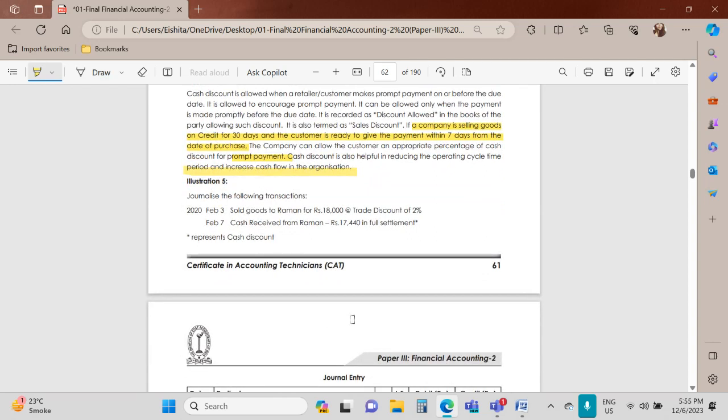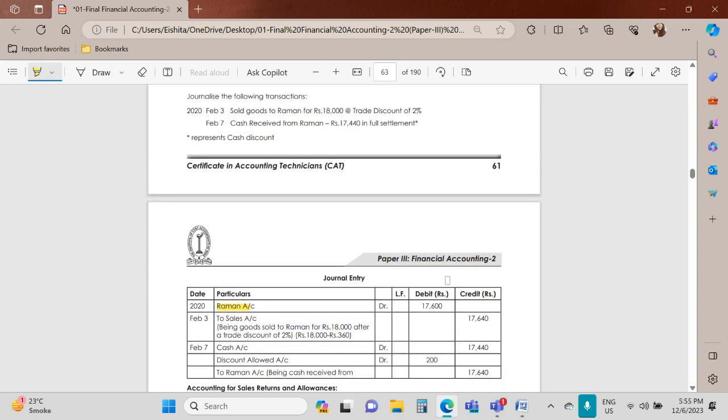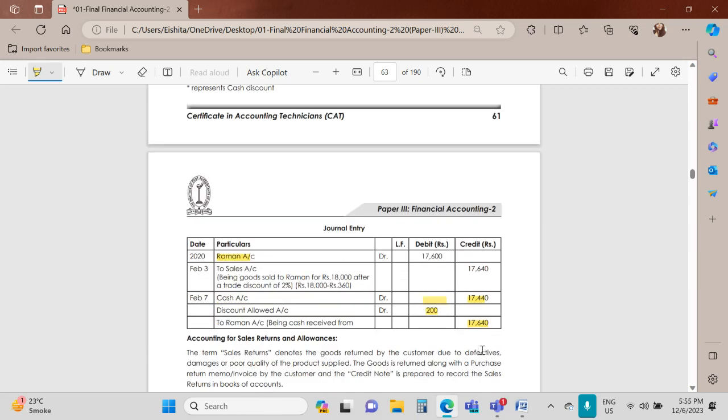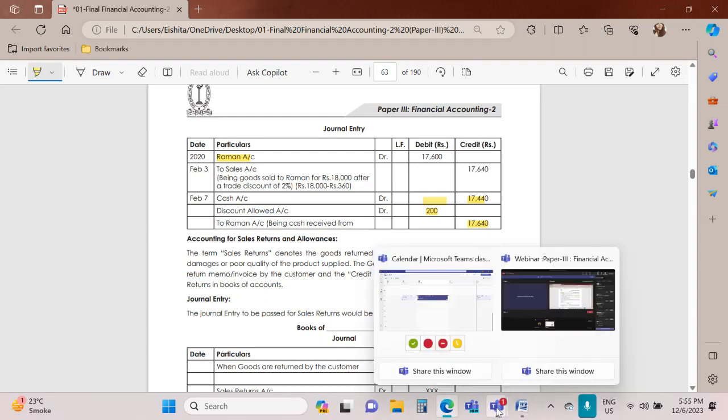Okay. Journalize the following transaction. February 3rd को sold goods to Raman 18,000 at a trade discount of 2%. We'll not record the trade discount. Cash receipt from Raman 17,440 in full settlement. Okay. We will record the entry as Raman debit to sales account 17,640. 600 का हम करेंगे सेल्स की एंट्री और उसने कैश दिया है 17,440. 17,440 is to be debited here, 200 is to be debited here as discount allowed, and 17,640 is to be credited here. Okay, by this we will record the cash discount की entry. Any questions?